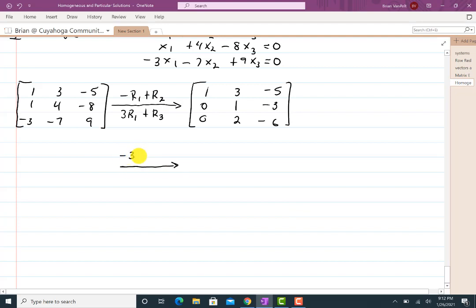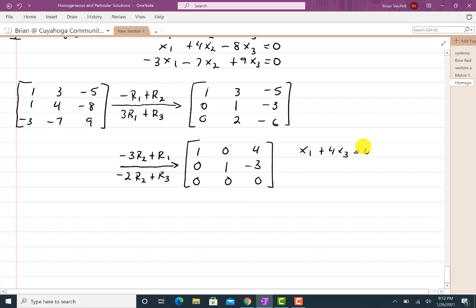So I'll do negative 3r2 plus r1. Let's see. I know I get that. 9 minus 5 is 4. I have 0, 1, negative 3. And then I'll do negative 2r2 plus r3. 0, 0. Oh, 0, good. Which is what I figured I was going to get anyways. So I have x1 plus 4x3 equals 0. x2 minus 3x3 equals 0.